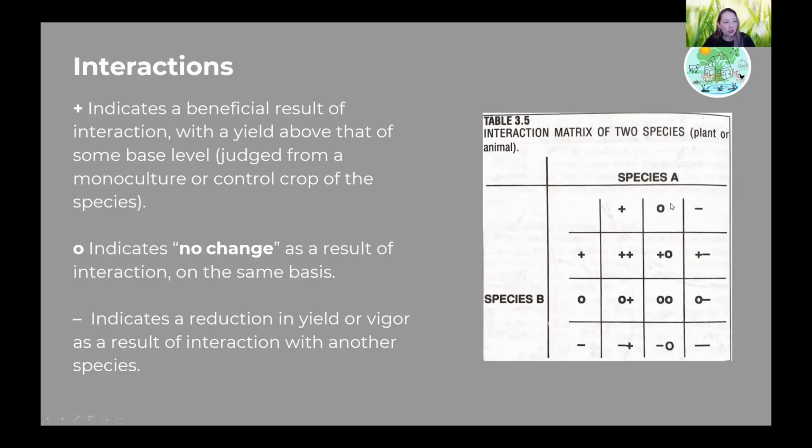If we see the circle or the zero, that is used to indicate no change. There's no visible, notable interaction one way or the other. It's pretty much a neutral. Neither plant is really aware of the other. And then finally, this over here is our minus sign, and that's going to indicate a reduction in yield, some sort of negative interaction that's taking place. And so we look at species A and we look at species B, and we try and determine what the outcome of planting these plants next to each other might be.